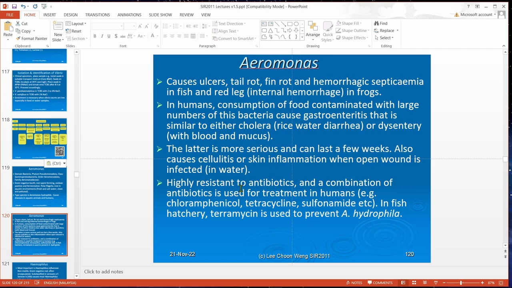As the bacteria is highly resistant to antibiotics, a combination of antibiotics is usually used for treatment in humans. Whereas in aquaculture and fish hatcheries, terramycin is used to prevent infection by Aeromonas hydrophila.